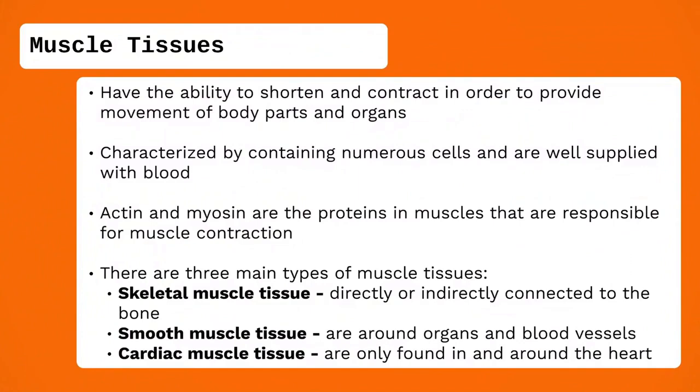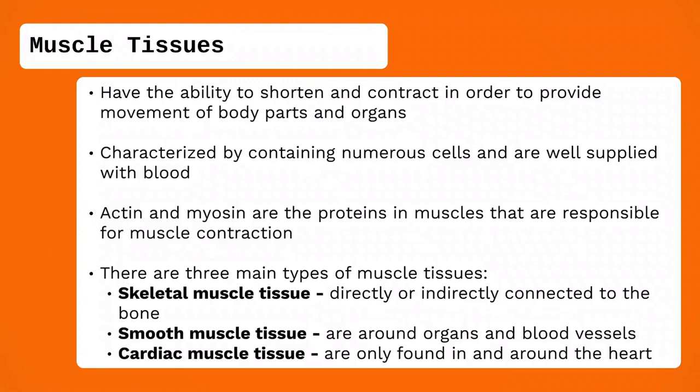Then we have our muscle tissues. These have the ability to shorten and contract in order to provide movement of body parts and organs. They're characterized by containing numerous cells and they're well supplied with blood. Actin and myosin are the proteins in muscles that are responsible for muscle contraction.